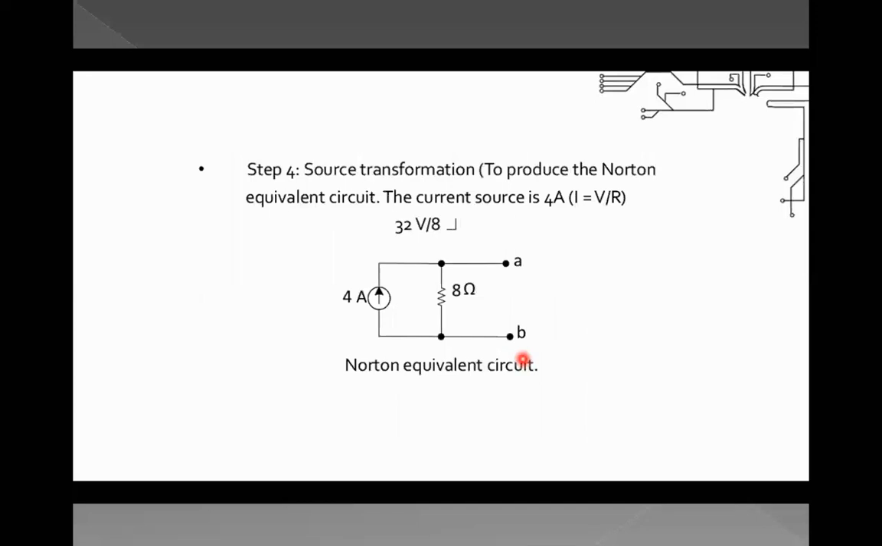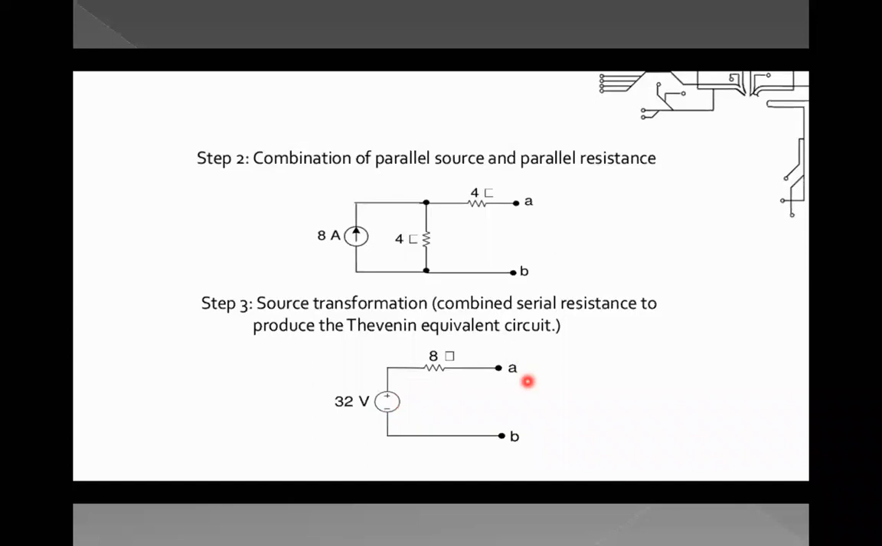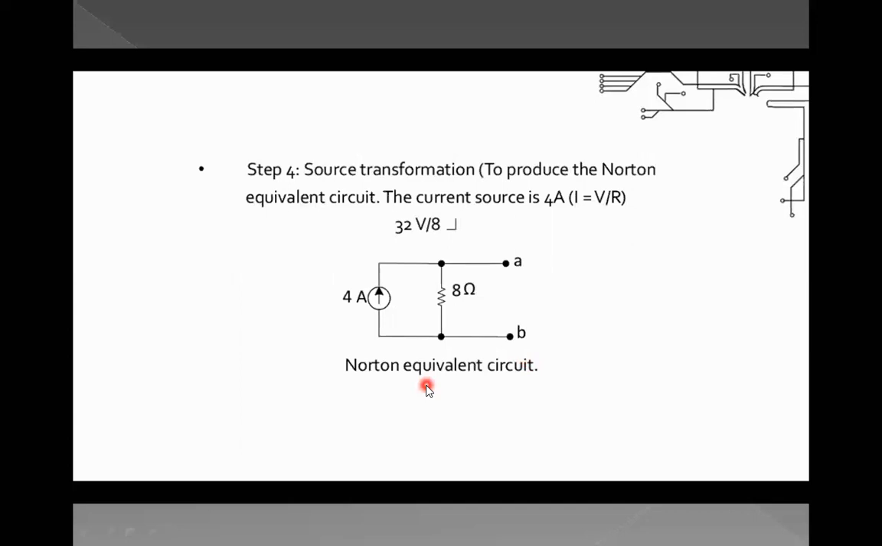The same thing can be converted into a Norton's equivalent with a single current source. Current IN is nothing but ETH by ZTH, so it comes like 32 by 8, which is 4. So you can see here 4, and this is ZTH. Now we will find the current across this particular AB. Got it? So this is how we can find it in a Norton's equivalent circuit.